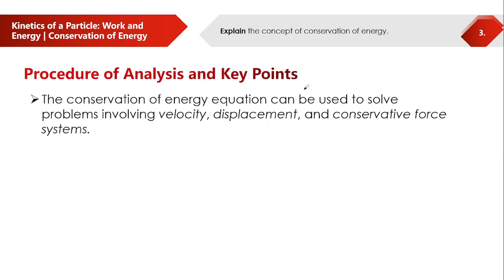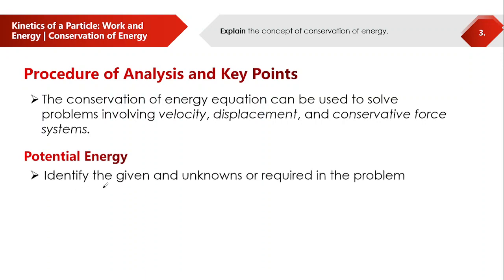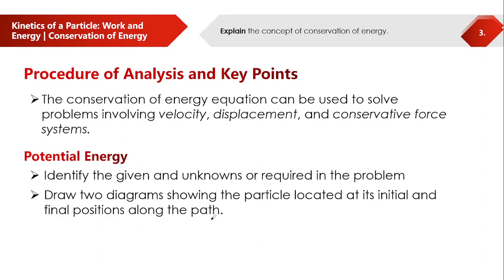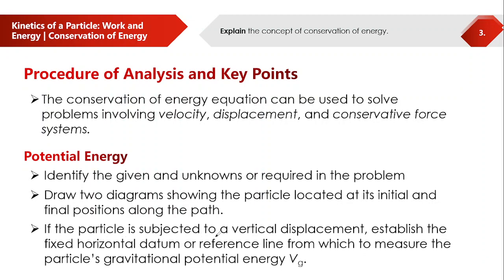So, procedure for analysis and key points. So, conservation of energy equation can be used to solve problems involving velocity, displacement, and conservative force systems. So, potential energy. Identify the given and announce the required of the problem. Draw the two diagrams showing the particles located at its initial and final position along the path. If the particle is subjected to a vertical displacement, establish the fixed horizontal datum or reference line from which to measure the particle's gravitational potential energy.